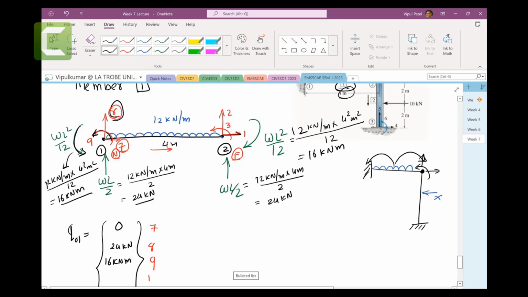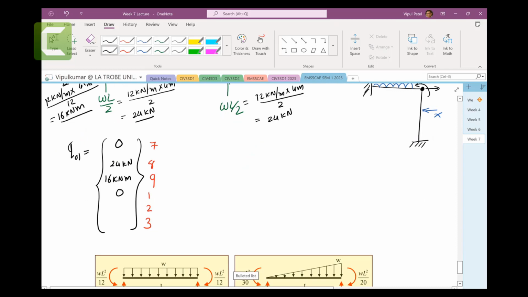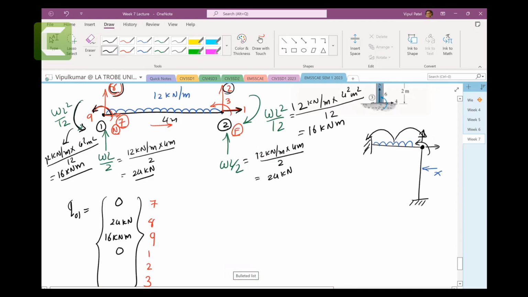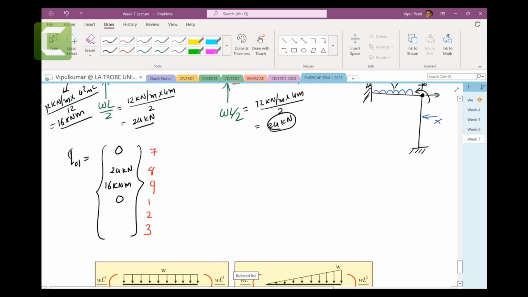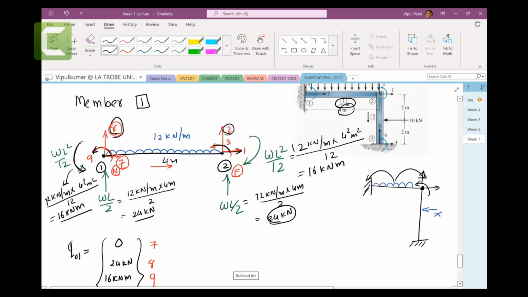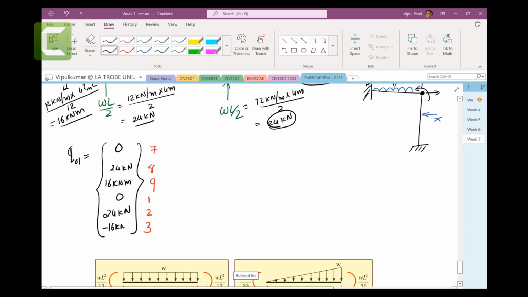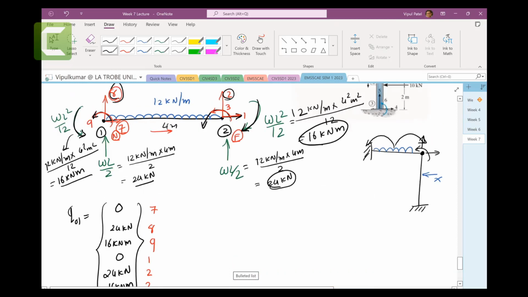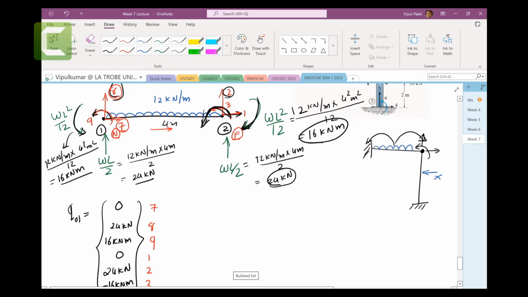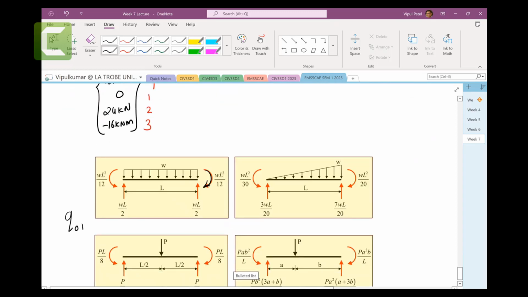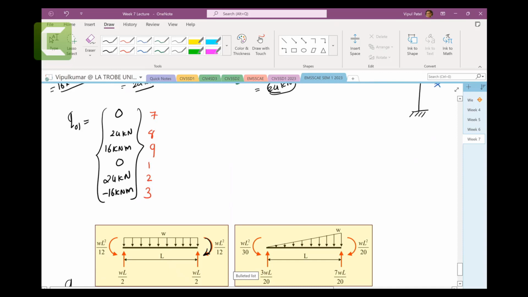Similarly, there is no force in the 1, so 1 is 0. There is a force in number 2. How much? 24 kilonewtons. How much force in the 3? There is anti-clockwise, but this one is going clockwise, so that would be minus 16. I hope you understand this clockwise and anti-clockwise is opposite, because number 3 is positive when it goes this way, but our actual one that is given in here is opposite to the one that we have. So therefore it is minus. So that is Q01.